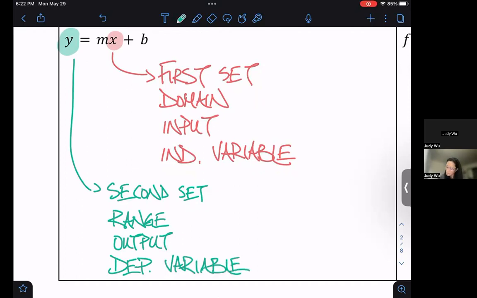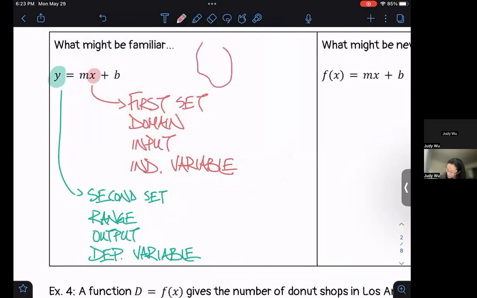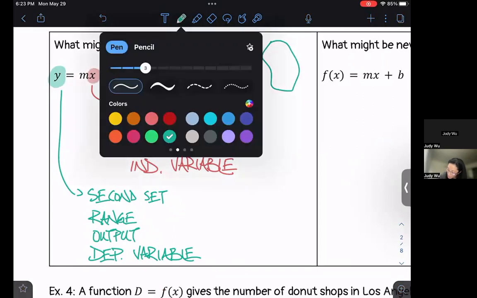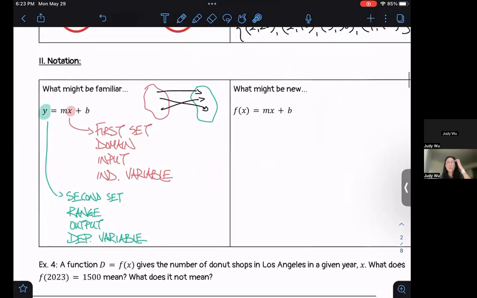All right. And if we think about this in a mapping diagram, we might have something like this. Something in a red blob and something in a green blob. And whatever the elements in there are, they map to different things in the second set. And we would say that an ordered pair, x comma y, would be something that is a point on the line, okay? Now, the y part is probably very familiar to us.